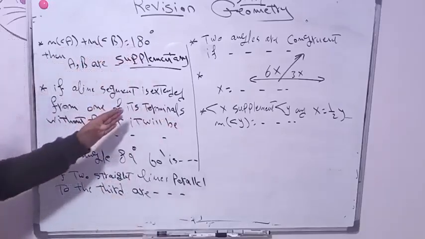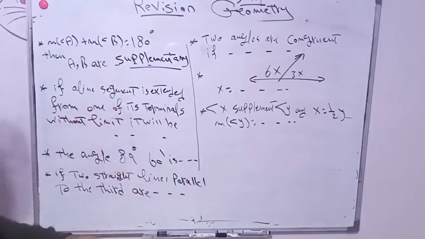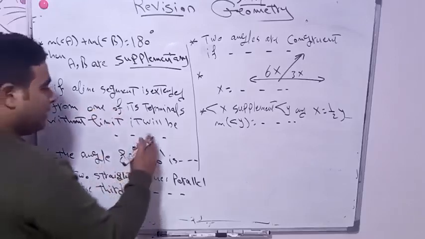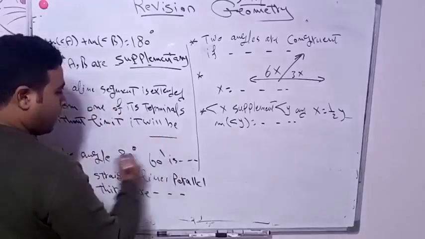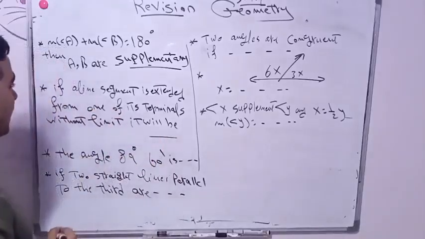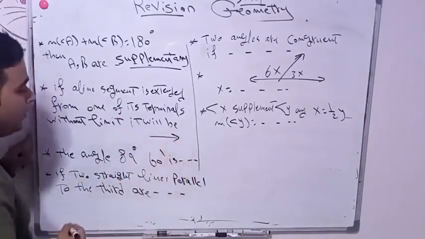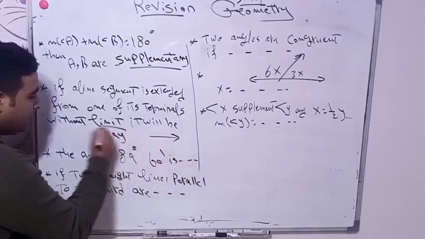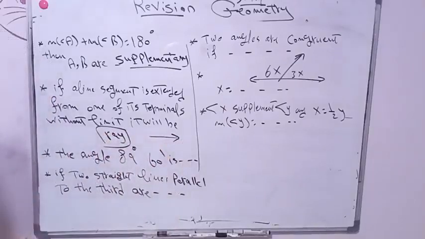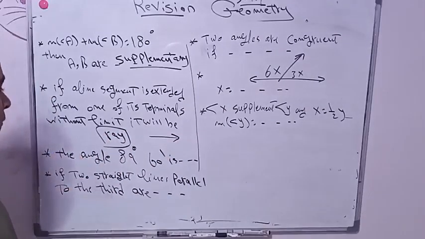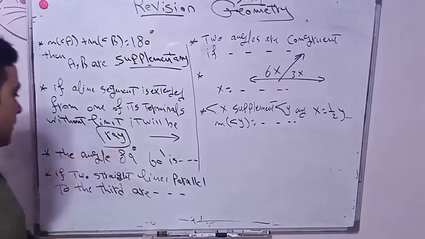If a line segment is extended from one of its terminals without limit, if I have a line segment like this and extend it from one direction, it will be a ray. But if it is extended from the opposite direction too, we have a straight line.